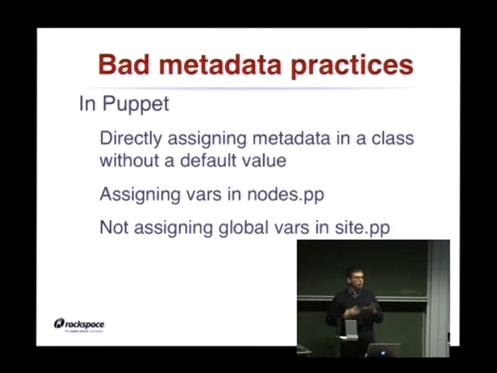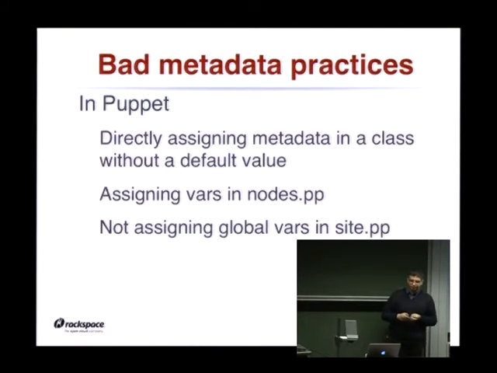So it's always good, when you define your class, to have the list of variables as part of the definition of the class. You have the default values for that. Then you can overwrite those in the definition of the node, and you know exactly where all of your variables are.